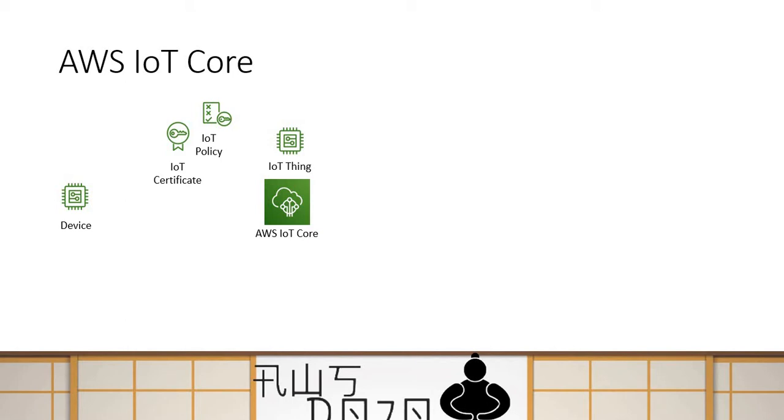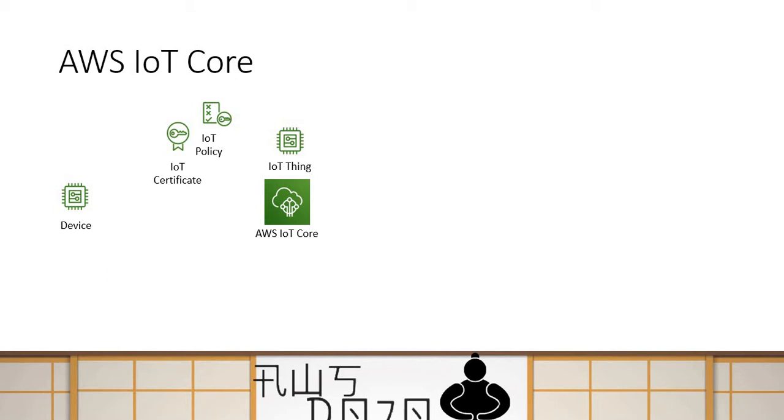So you register your device as a thing, then you generate a certificate for the thing, and then you create a policy and associate it with the certificate. That way, a device gets a certain authorization to perform IoT actions on the core.